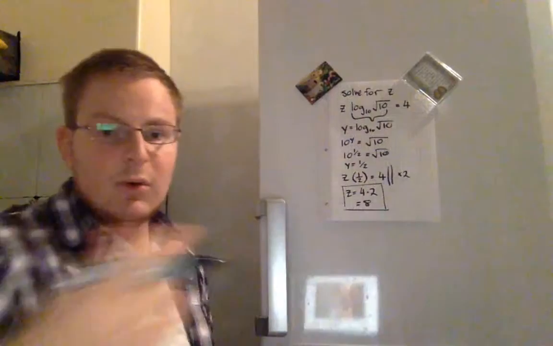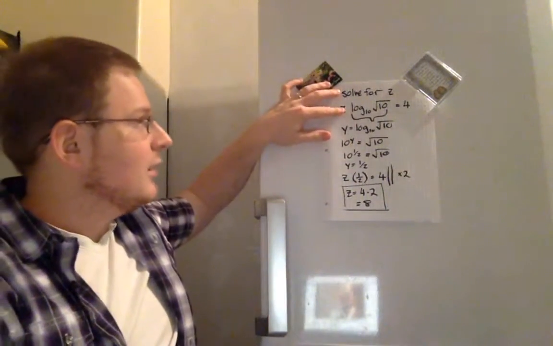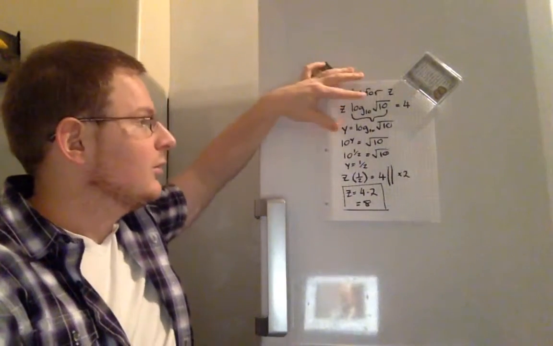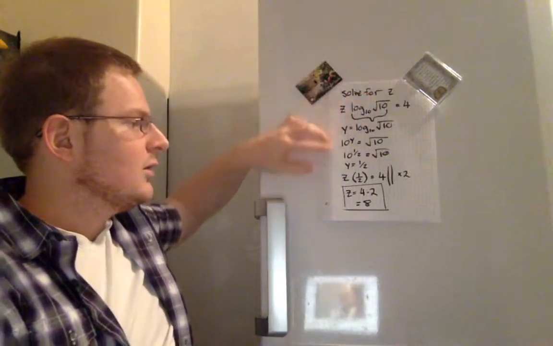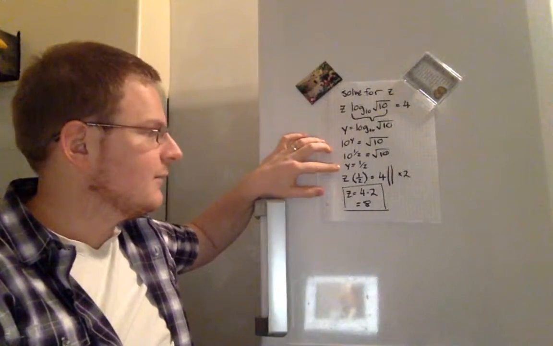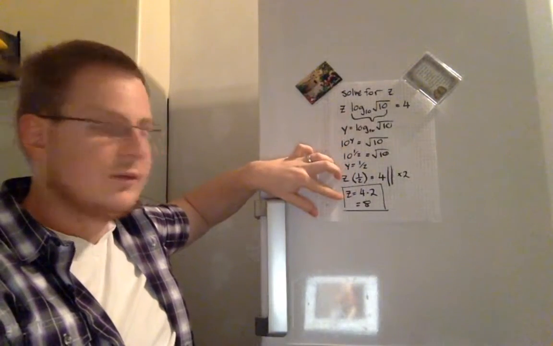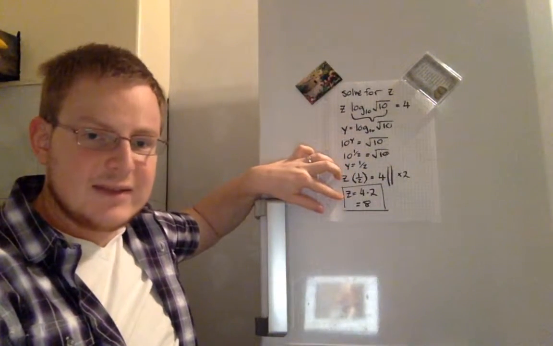So recapping what we've done. First, we solved what the logarithm to the base 10 of the square root of 10 was. Determined that it is 1/2. 10 to the 1/2 power is the square root of 10. Plugged it back into this equation and solved to determine that z is 8.